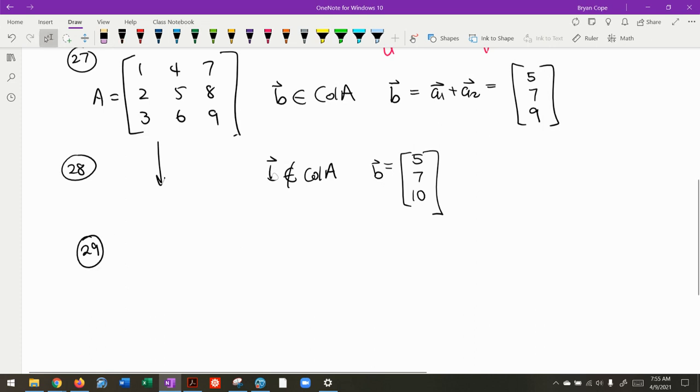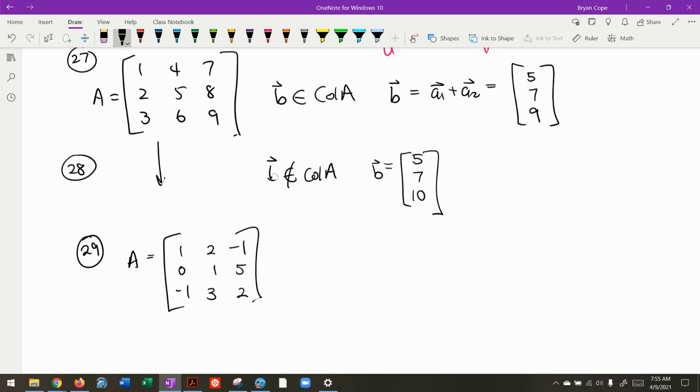Okay, 29 says construct a non-zero 3 by 3 matrix A and a non-zero vector b such that b is in Null A. Okay, so what we need to do is, I'm going to make my numbers in A a little bit easier. So I'm going to go 1, 0, negative 1, 2, 1, 3, and negative 1, 5, 2. Yeah, that's fine.